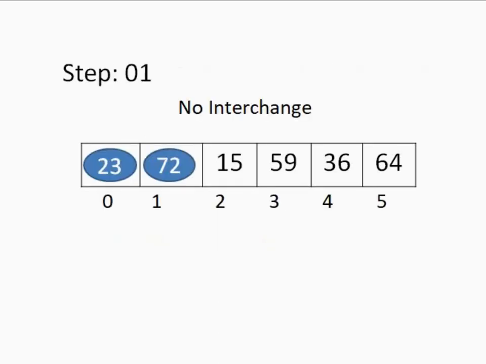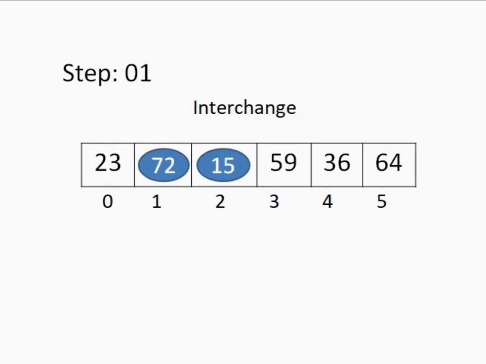In step 1, we have these comparisons. At first, compare A0 with A1. Since the value at A0 is less than the value at A1, no interchange takes place. Therefore, the list is not altered. Then compare A1 with A2. Since the value at index 1 is greater than the value at index 2, interchange them.